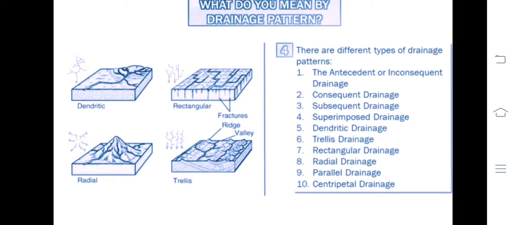Superimposed, what does it mean? Come together, I will explain everything. Dendritic, trellis, rectangular, radial, parallel and centripetal. These are the kinds of drainage patterns one can expect from a river system.